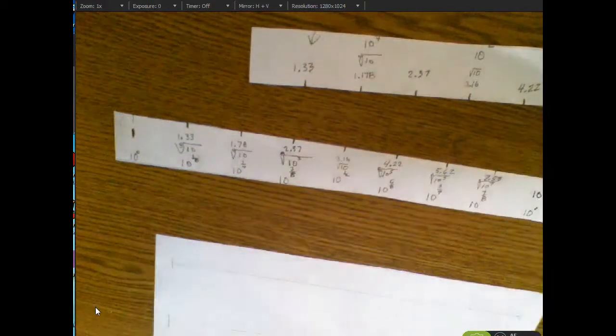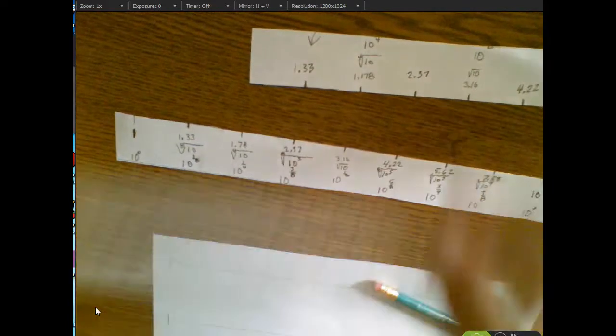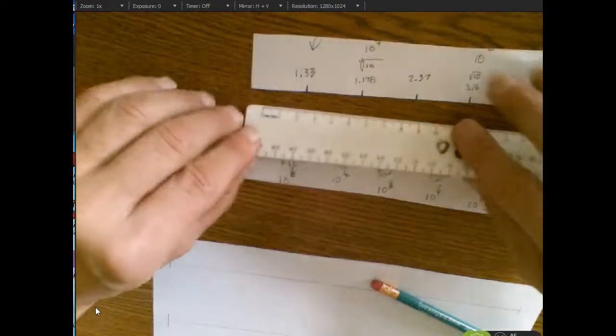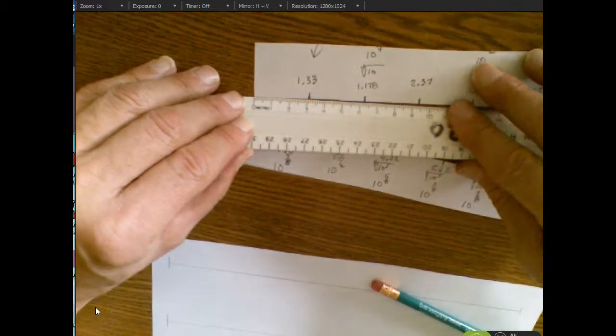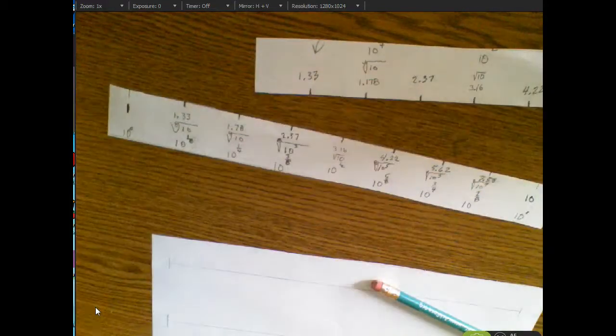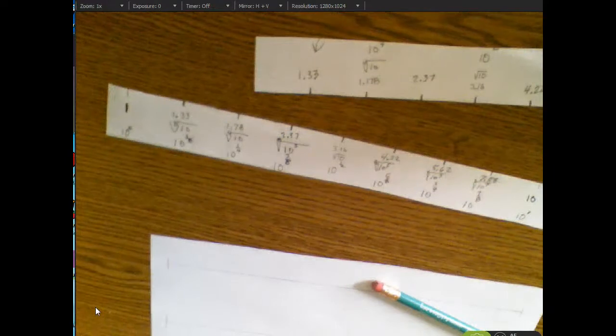So you notice you can't see my number 1 anymore. I cut right through it. That means if you took your ruler and measured from the edge of your paper to that marking that says 1.33, you should get 3 point some odd centimeters.